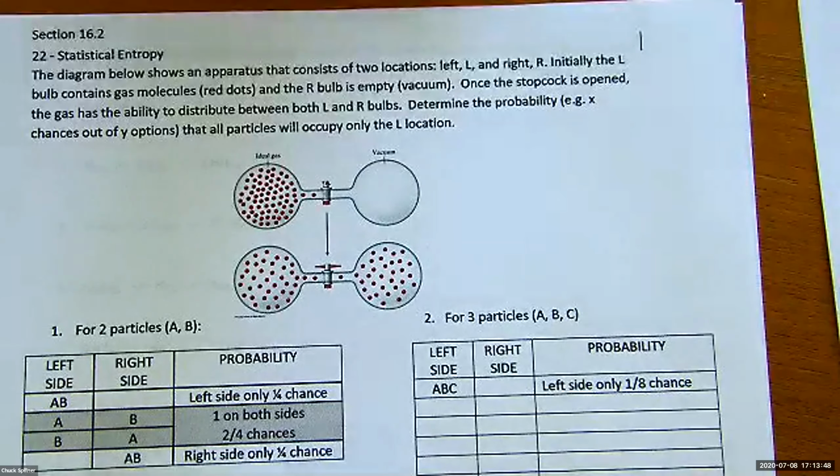So we can have 2 particles on the left and 1 on the right. Let me do those. We can switch these particles. 1 on the left and 2 on the right. Oops, AB.